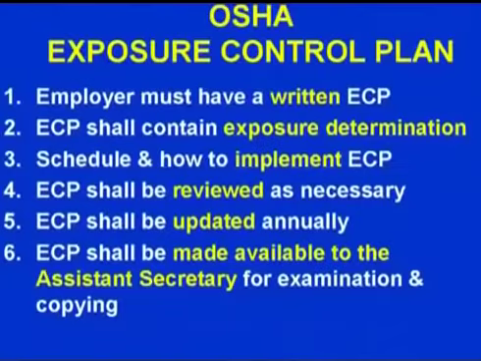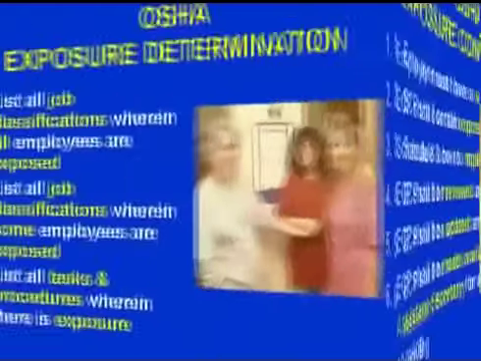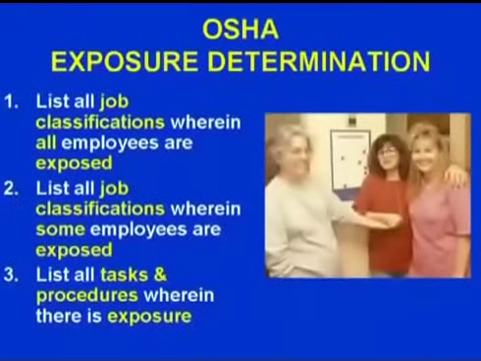The exposure control plan is the first part of the program and includes all these items that you see listed. And the thing about it is that we have to have in the office a written exposure control plan. And in there, it's going to explain everything there is as listed on this slide, and also has to be made available to the Assistant Secretary, that is an Assistant Secretary for Health, who is in fact the OSHA inspector, for examination and copying.